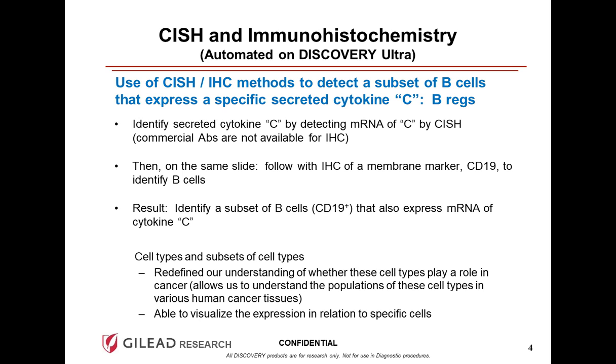We use a dual IHC and CISH to detect a subset of B cells that express a specific secreted cytokine. Now, the B cell subpopulation I'm referring to are the B regs. They're now highly studied when looking at the suppressive role in the immune system in cancer, and it's a hot topic, definitely, nowadays. You don't just hear about T regs anymore, you hear about the B regs.